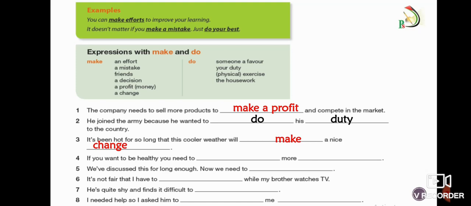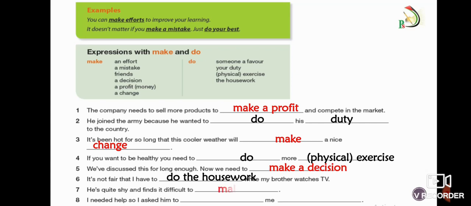If you want to be healthy, you need to do what? You need to do more physical exercise. We have discussed this for long enough. Now we need to make a decision. It's not fair that I have to do the housework while my brother watches TV. He's quite shy and finds it difficult to make friends. I needed help, so I asked him to do me a favor.